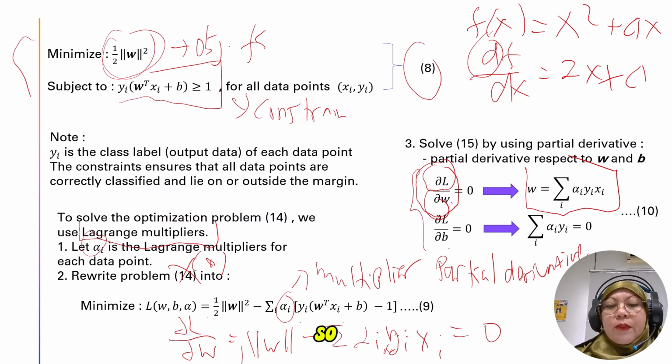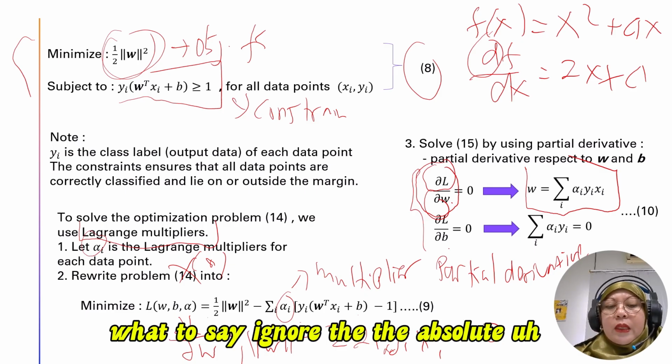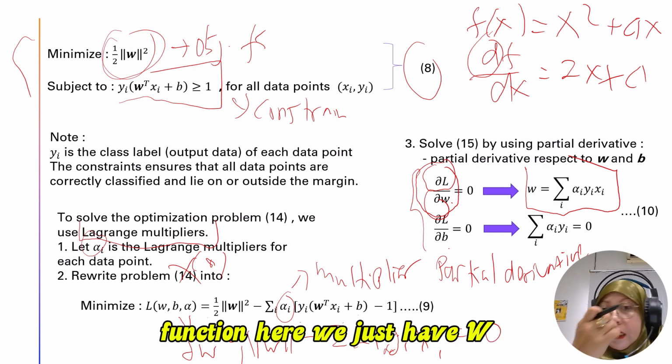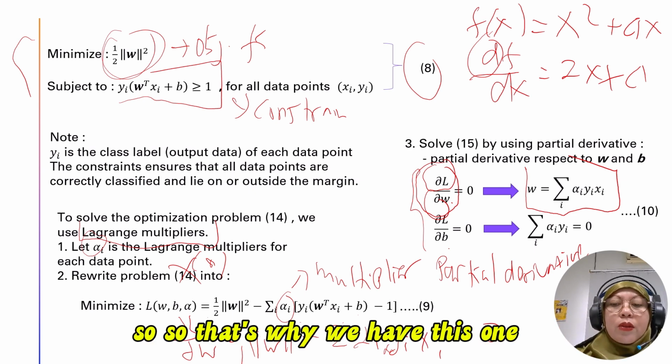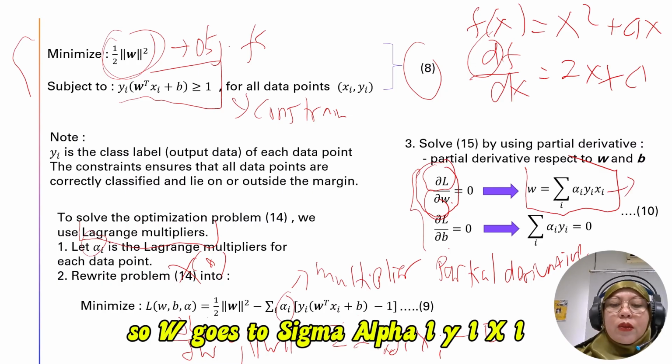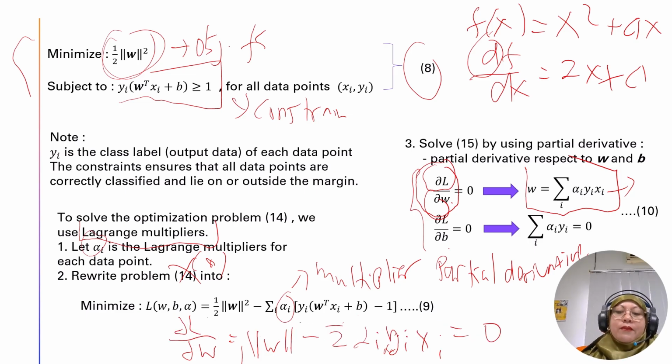So we can just ignore the absolute function here. We just have W, so that's why we have this one. So W equals sigma alpha i yi xi.